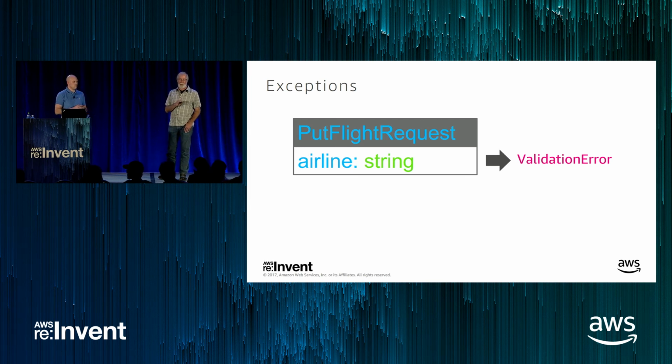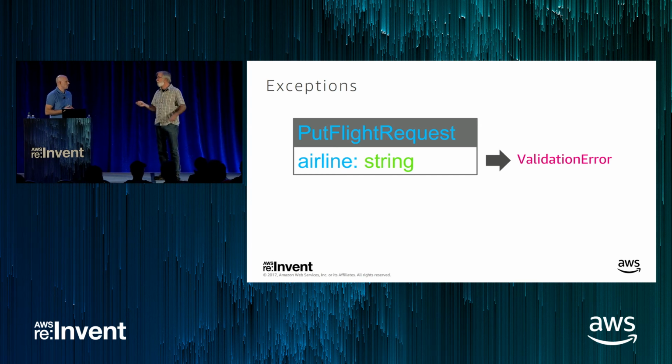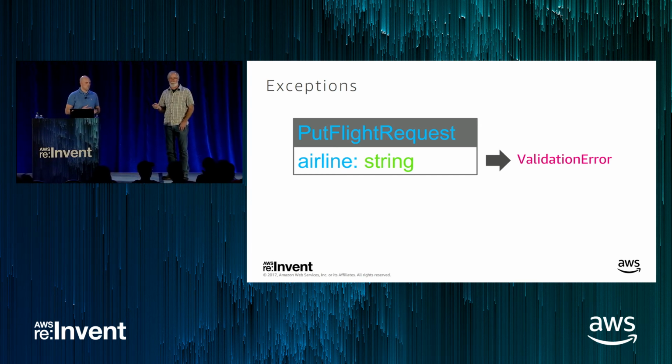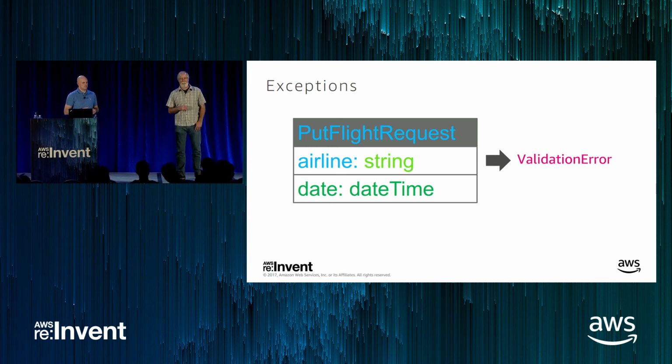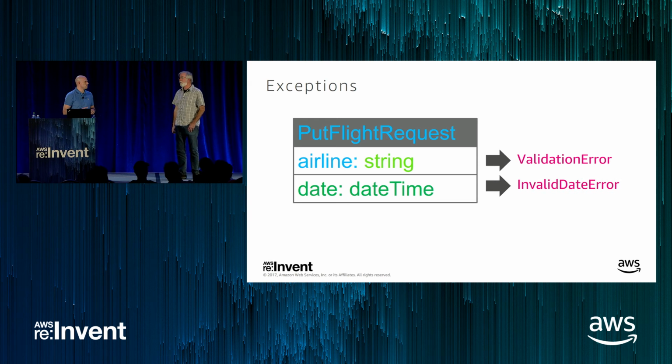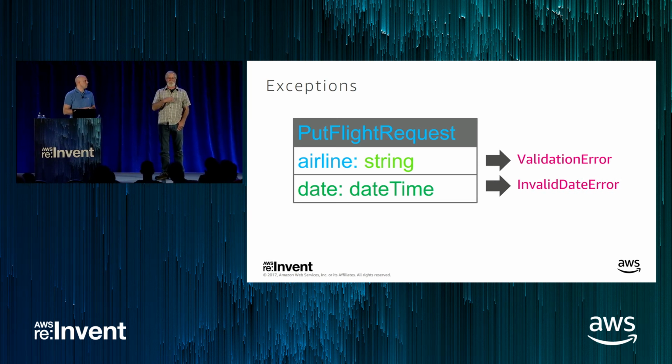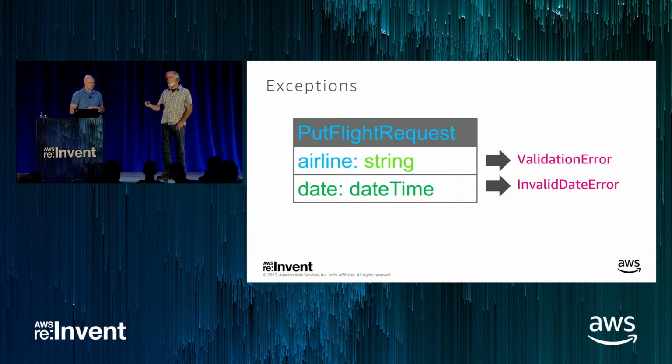Before the change, we have an airline that's a string, and if that string isn't valid for whatever reason, it's too long, it's too short, we get a validation error. And so clients are used to that. And let's say that we add a date to our put flight request, and we want to get a different validation error for that. Well, that's totally fine because the customer has opted in to getting that new exception by exercising the new feature. But if they don't have to do anything new or novel to get that new exception, old clients are going to be broken.